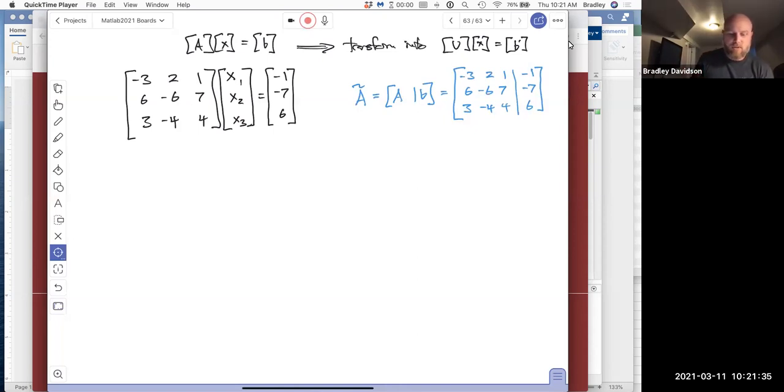I want zeros in those spots. So let's do that. How we're going to do this is we're going to work with the first column first. We're going to work to get a 0 here and then a 0 there, in the first column. So let's get zeros in the first column.